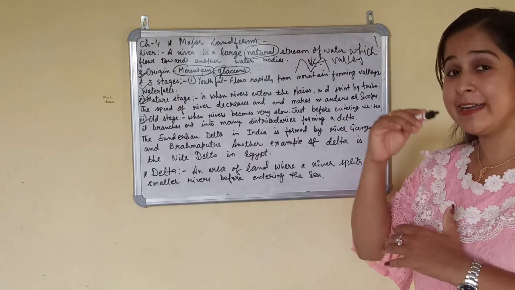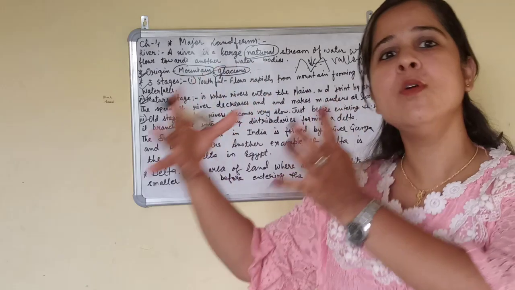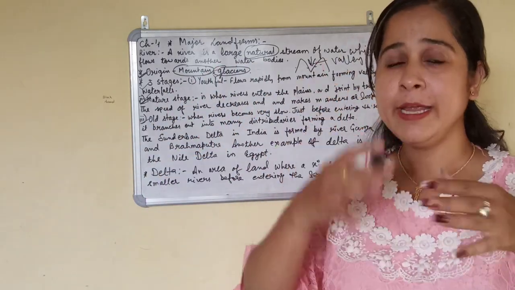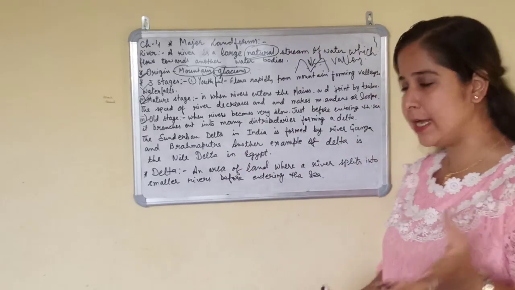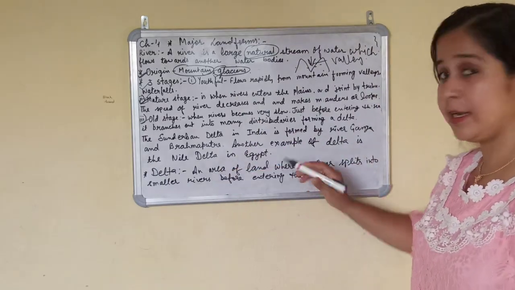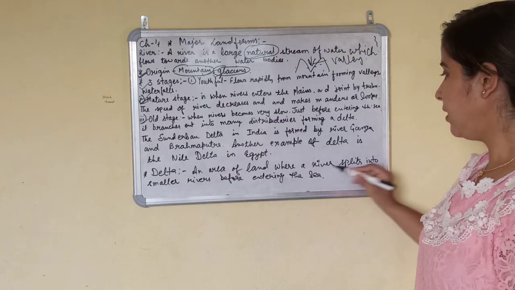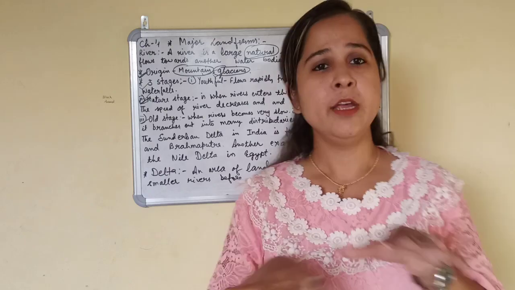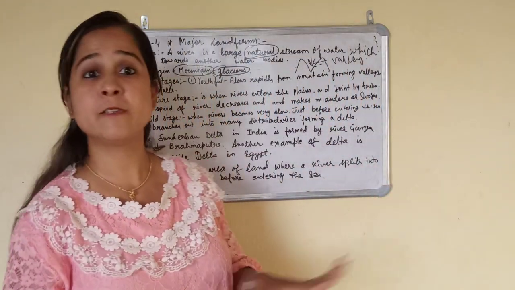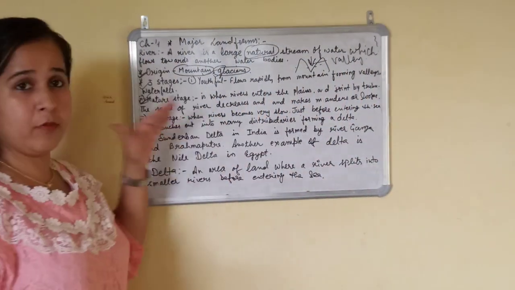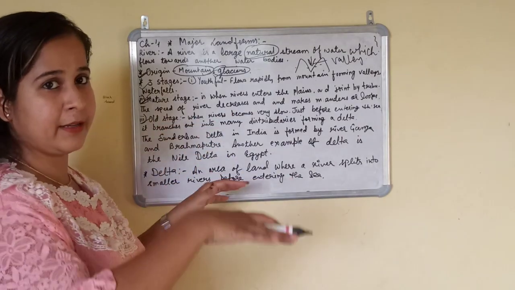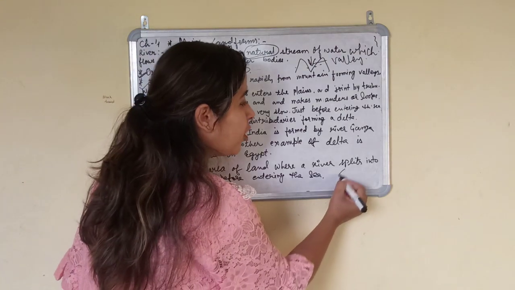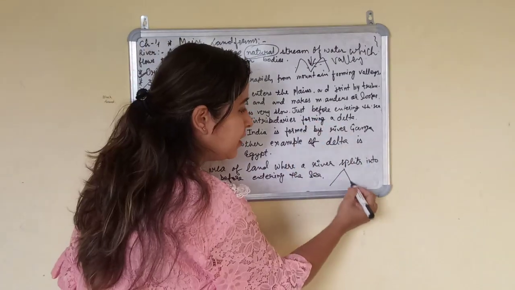Now what happens is that as soon as the river enters its old stage, it becomes slow, and as it becomes slow, it starts to form a delta. What is a delta? A delta is an area of land where a river splits into smaller rivers. It is the end point where the river is divided into different splits before entering the sea, and the shape of the delta is triangular.